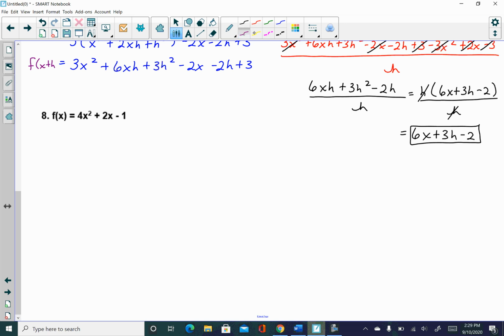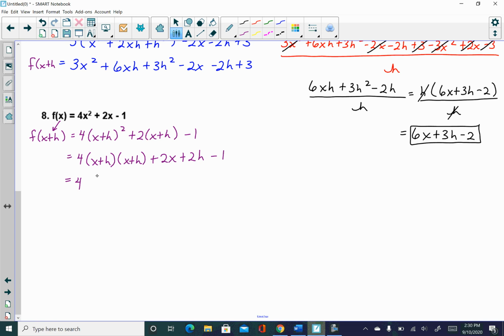Okay, so now looking at number 8, I'm also going to want to use my difference quotient. First thing I need to find is f of x plus h. That means everywhere I see an x, I'm plugging in x plus h. So 4 parentheses x plus h squared plus 2 parentheses x plus h minus 1. Okay, got to start cleaning up. Remember that parentheses squared means to write it twice, so x plus h times x plus h. I can take that 2 and distribute, so plus 2x plus 2h minus 1.